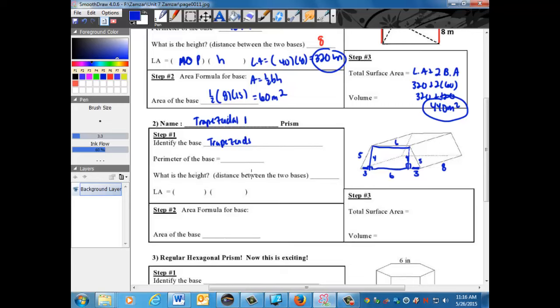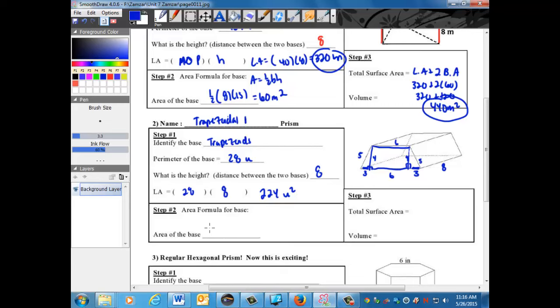Alright, to find our perimeter of the base, we have 3 plus 6, 9, that's 12, plus 6 is 18, plus 10 is 28. So we have 28, and I guess let's go units. What is the height? The height is going to be 8. So our lateral area, the area of our faces, will be our perimeter, 28 multiplied by 8. And so 28 times 8 would give us 224 units squared.